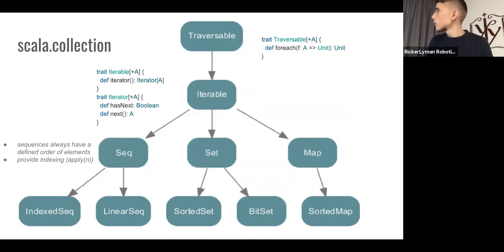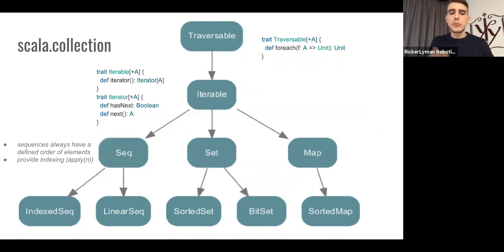Under Iterable, there are three main types. There are sequences, which basically have a defined order of elements and provide indexing through the apply method, so we can retrieve an element by index. There are sets, which are like mathematical sets, with no duplicates. And maps, which are like a dictionary, a collection of key-value pairs. Under the Seq interface, there are two kinds of sequences: linear sequences and indexed sequences.